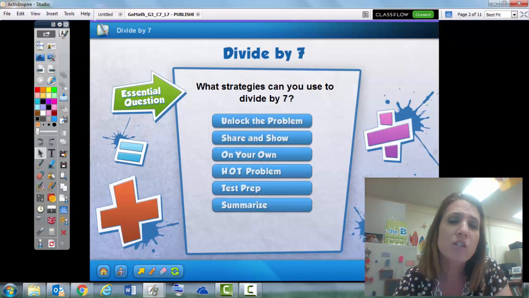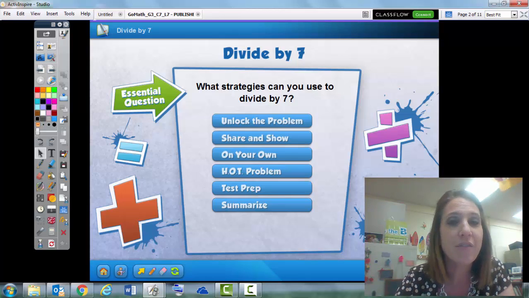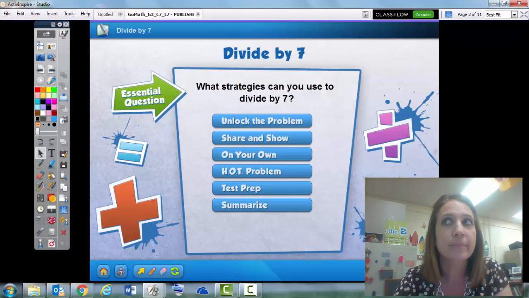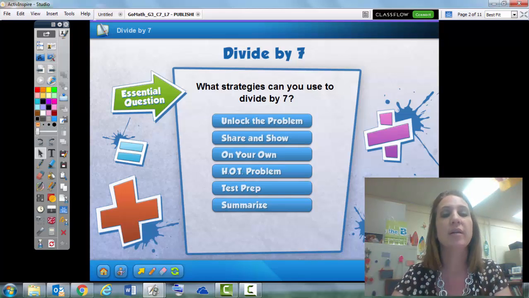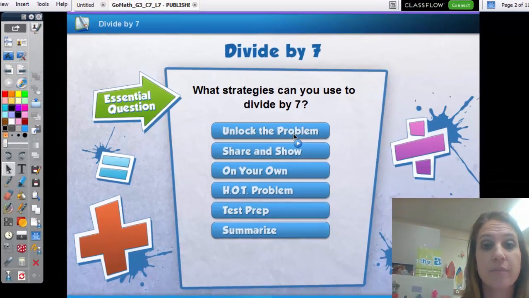The essential question is, what strategies can we use to divide by 7? This is a tougher one, but we can do it. Let's unlock the problem together.